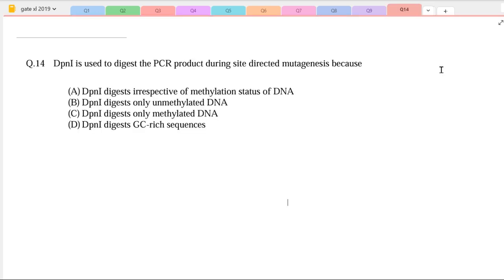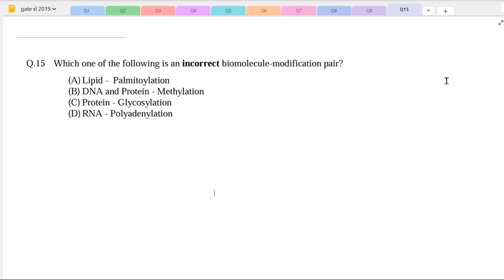DpnI is used to digest the PCR product during site-directed mutagenesis because... DpnI is an enzyme and it is involved in the digestion of only methylated DNA. This is a basic fact that you would have read during SDM, or site-directed mutagenesis, especially when you have to do a PCR and then digest the PCR product that has this methylated DNA. Anyways, moving on to the next question.